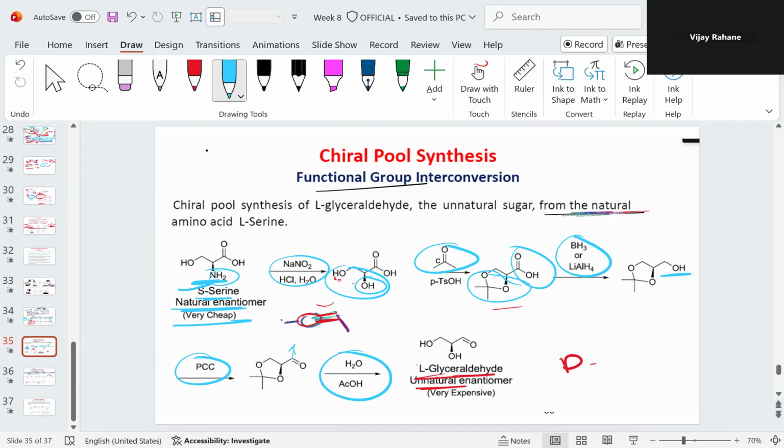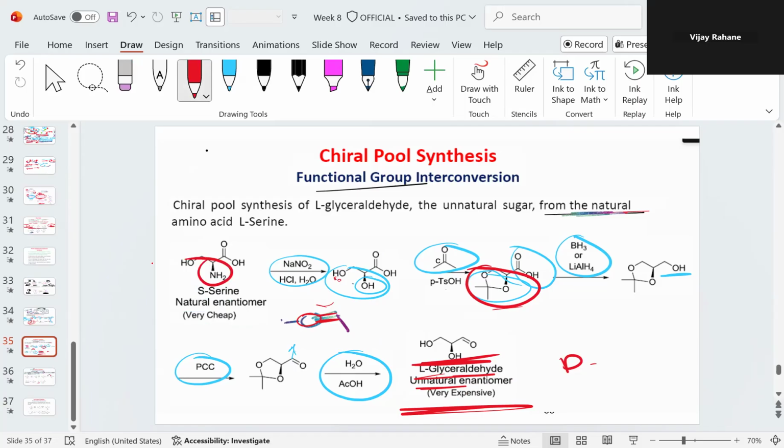And then followed by the aldehyde, the acetone deprotection. So here was the acetone protection, and that step we did as a deprotection step here. And we got the L-glyceraldehyde, which is the unnatural enantiomer of this series. So that we can get here, right? So this synthesis has been achieved by using this chiral pool synthesis approach. So this is about the chiral pool synthesis.